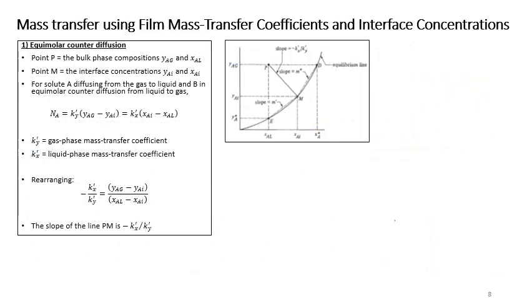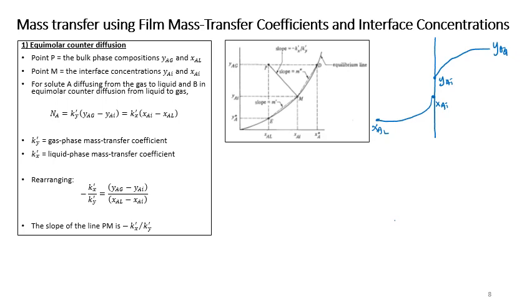Okay, let's have a look at the mass transfer using film mass transfer coefficient and interface concentration. Let's say you have your bulk phase concentration yAG, which is your bulk gas phase concentration. Then you have the interface between the gas and liquid phase, and the concentration profile decreases. Here would be your yAI, and then this is xA at the interface, and then it goes to xAL at the bulk liquid concentration.